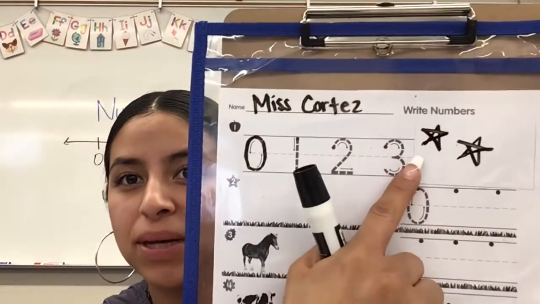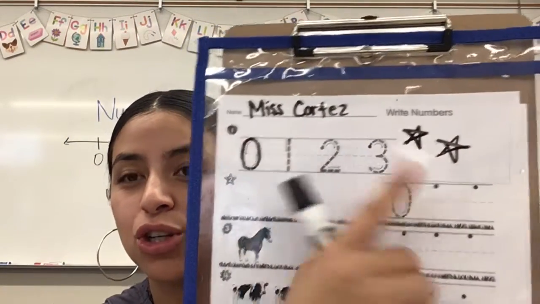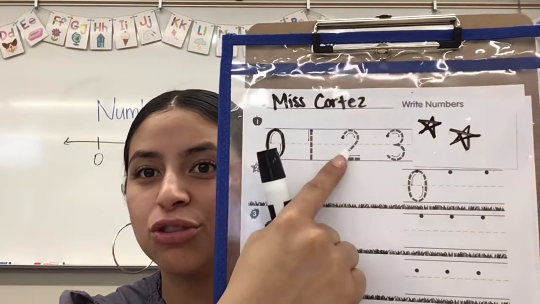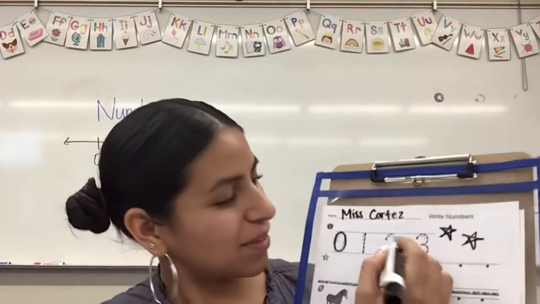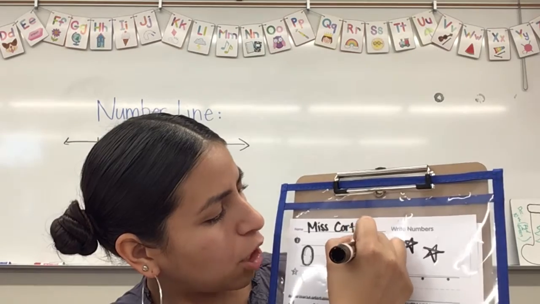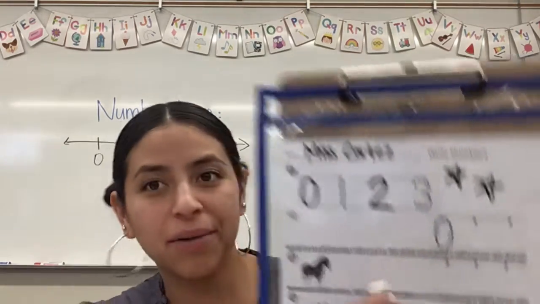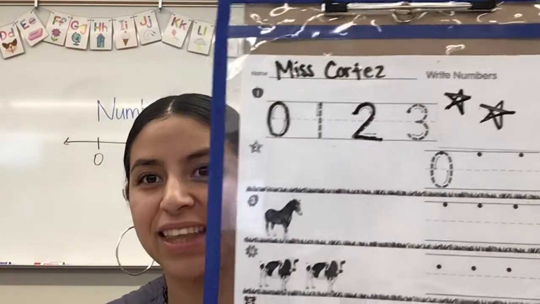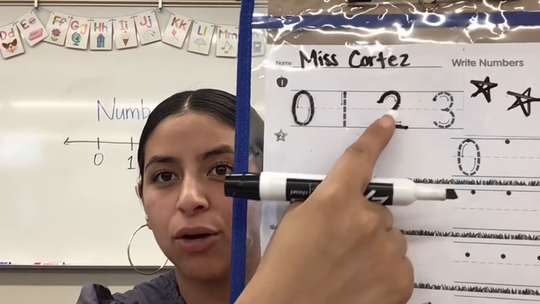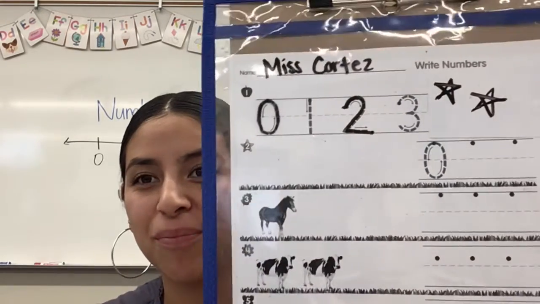So I wrote how many stars? 1, 2. 2 stars. So now I want you to trace your number 2. We're going to start at the top, around, down, and back. Very good, just like that. Do you see how it touched the top line, went down, and back on the bottom line?